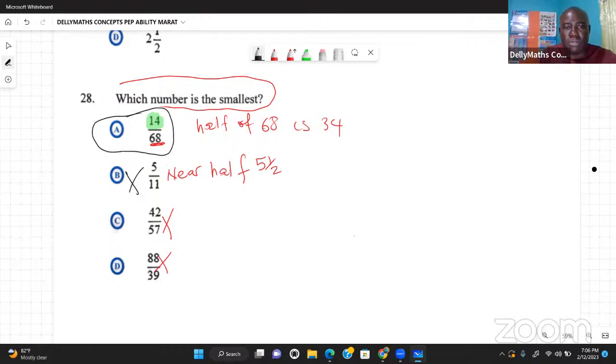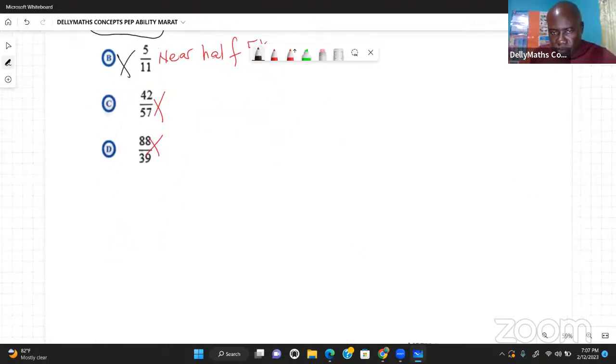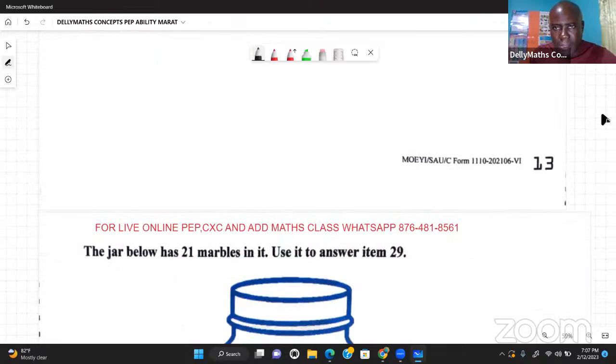This is the smallest, right? So you can make the associations and eliminate what cannot be. The answer is 14 over 68. 14 is less than a quarter of 68. A quarter of 68 is about 17, right? So this is way below a quarter. So it is the answer for the smallest number up there. Thank you.